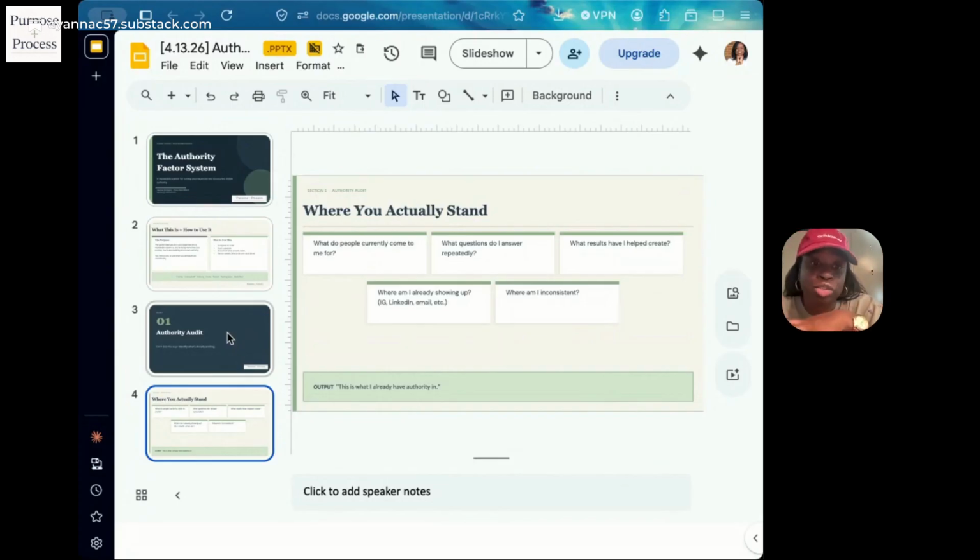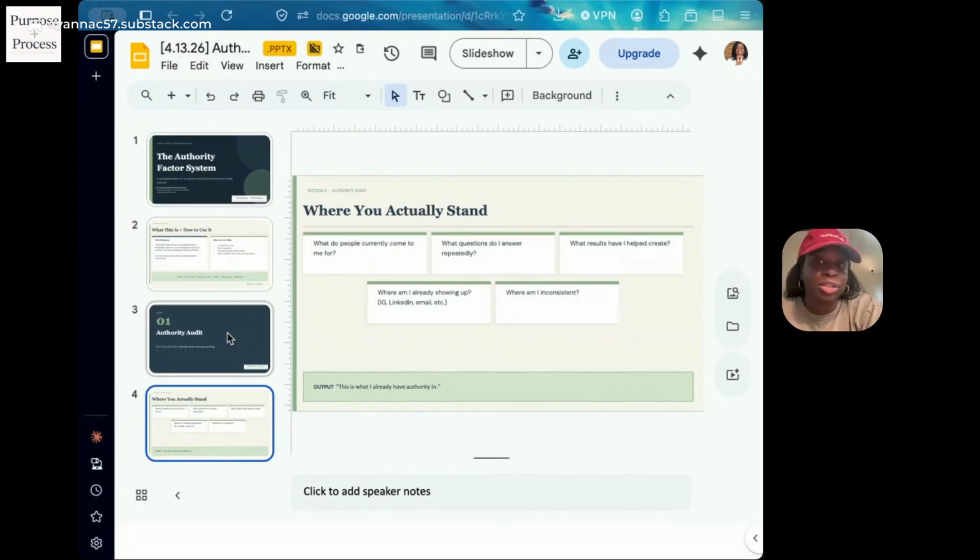Showing up in person to in person events. Where have I been consistent? Showing up virtually, showing up online. What do people come to me for? They come to get their back ends made seamless and to have things running more efficiently, but they also come to me to help rework the way they think about themselves as a CEO, as a business owner. What kind of questions do I answer repeatedly? Ayana, how do you know this? Ayana, where did you find this? Ayana, how did you figure this out? And then also, what results have I helped create?